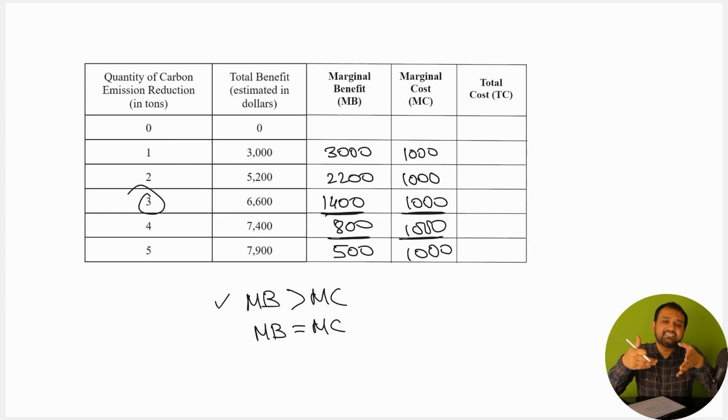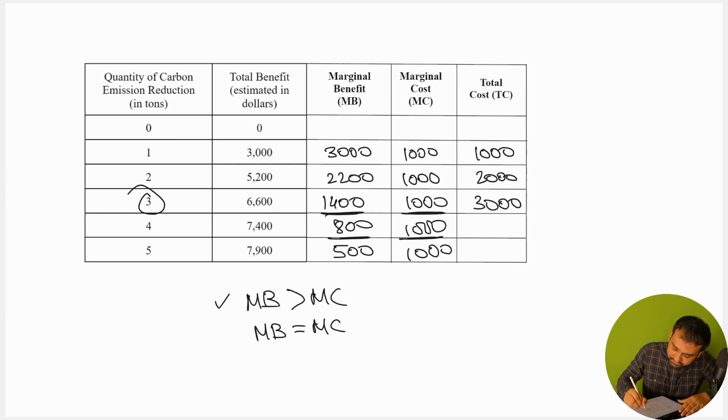But let's think about what this really means. When you're trying to find the right quantity and we say, well, MB equals MC, or stopping right before MB equals MC is the right thing to do, what does it really tell us? It tells us that is the point where the difference between total benefit and total cost is the highest. So total cost here is just increasing by $1,000, and you can sort of see this. So what is the difference between total benefit and total cost?